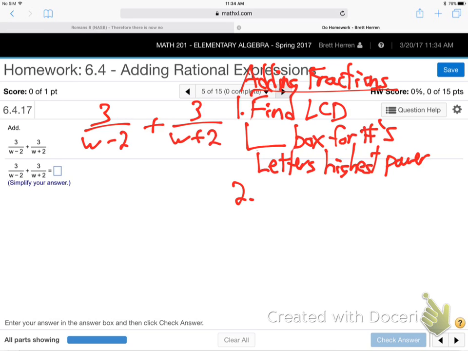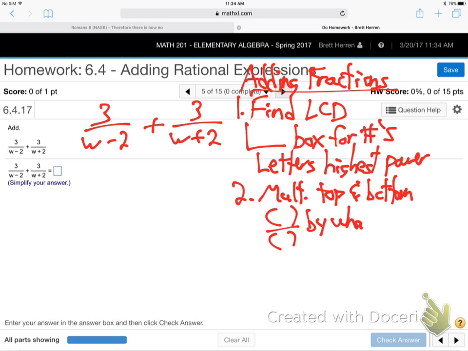Step two. Multiply top and bottom by what is missing. You give them what is missing.